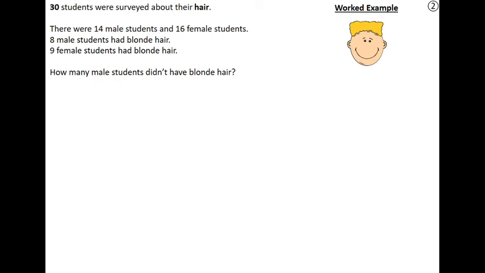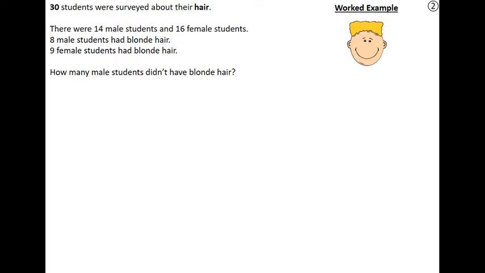So let's just go for an example together then. So 30 students were surveyed about their hair. There were 14 male students and 16 female students. 8 male students had blonde hair, 9 female students had blonde hair. How many male students didn't have blonde hair? Well, that's quite a complicated looking question until you put it into a tree, and that makes it much simpler to answer.